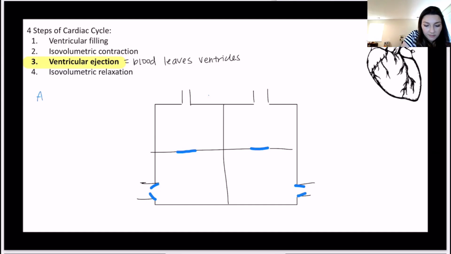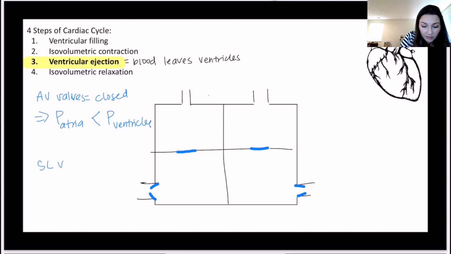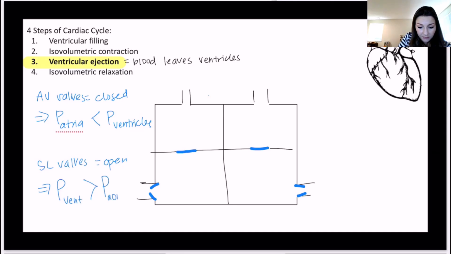The AV valves are closed for the same reason as last time: pressure in the atria is less than pressure in the ventricles. Semilunar valves, though, are now open. Those are open because the pressure in the ventricles is now more than the pressure in the aorta and the pulmonary trunk.